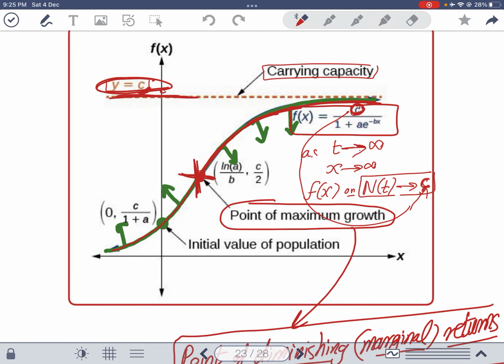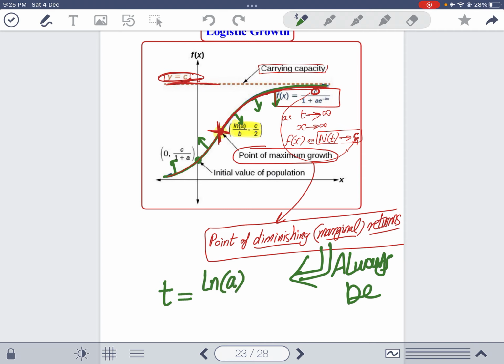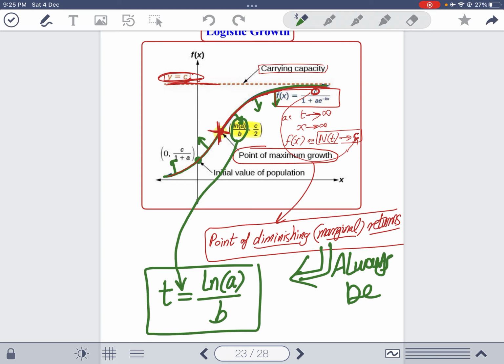Okay, good. And the important thing about this point here is that the coordinates are things that you can compute. This point of maximum growth or diminishing returns, and let me write this down, this will always be at time t equals ln of a over b. Always the point of diminishing returns has t coordinate, or the first coordinate, ln a over b. It's very important to remember this.